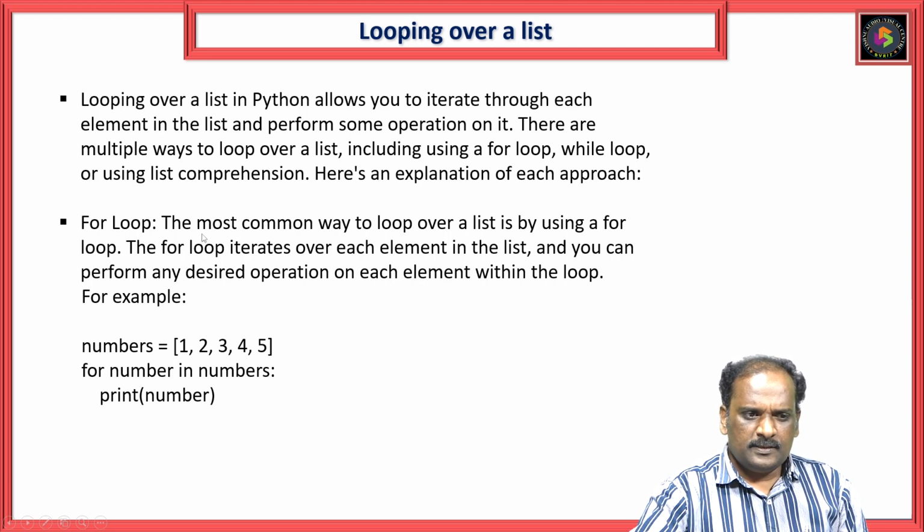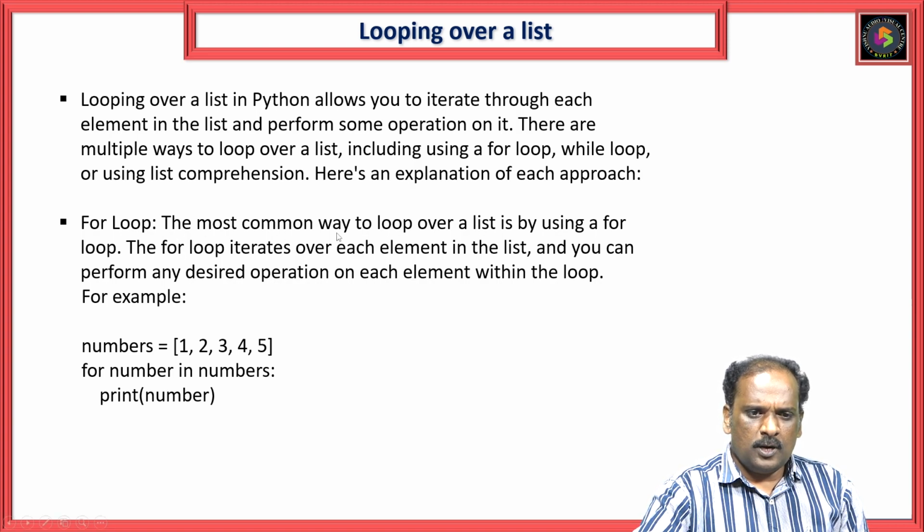Now, first one is applying for loop to extract the elements from the list. The most common way to loop over a list is by using the for loop. The for loop iterates over each element in the list and you can perform any desired operation on each element within the loop. For example, here it is containing the values 1, 2, 3, 4, 5. Now here for number in numbers. So number is containing 1, 2, 3, 4, 5. So when I display, each time the values are displayed onto the output screen.